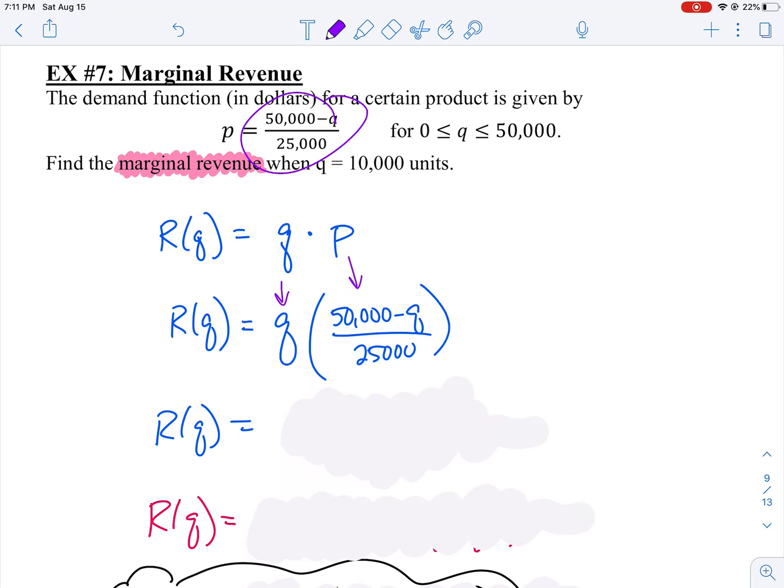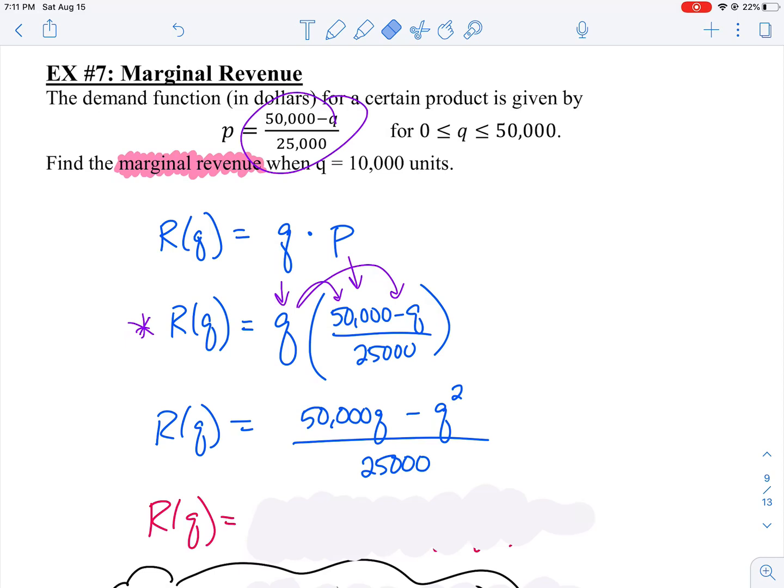I'm going to simplify this a little bit because this is really my revenue equation, and eventually I'm going to want to take the derivative of this. But let's simplify it first before we take the derivative, and make it look a little nicer and into a form that we know derivative rules for. I'm going to take this Q and distribute it to everything in my numerator. That means I have a 50,000 Q minus a Q squared all over 25,000. I didn't distribute the Q to the bottom because my Q has a denominator of 1, and when we multiply fractions, we just multiply tops with tops and bottoms with bottoms.